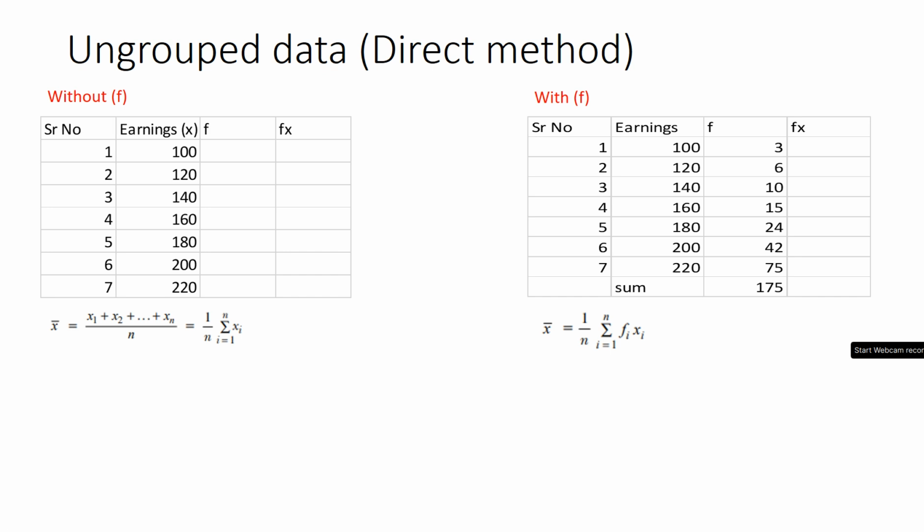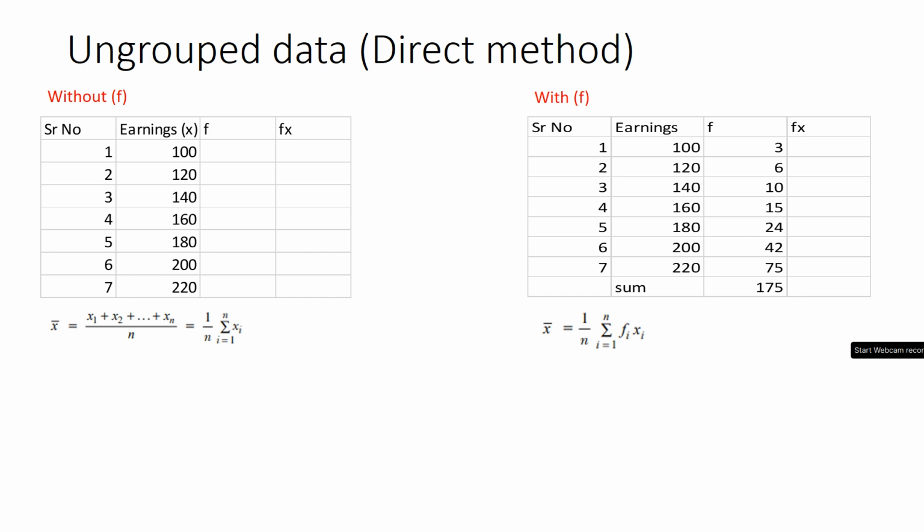the tables in front of you, if you notice, the left hand side table is without F or without frequency, and the same data is available with frequency. What do I mean by frequency? Assuming I have 7 observations in the table on the left, related to the earnings of 7 people. Does it mean it doesn't have frequency? To make it simple, actually the frequency for each observation is 1.